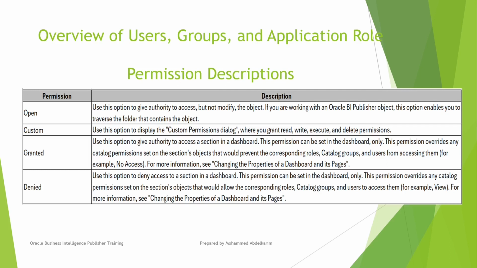Now, the last one is denied. Use this option to deny access to a section in a dashboard. This permission can be set in the dashboard only. This permission overrides any catalog permissions set on the section's object that would allow the corresponding rule, catalog groups, and users to access them. For example, a view.